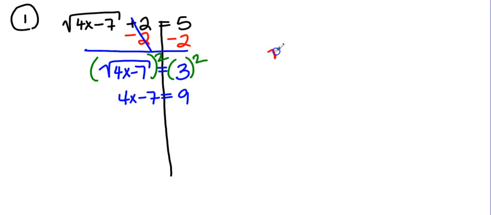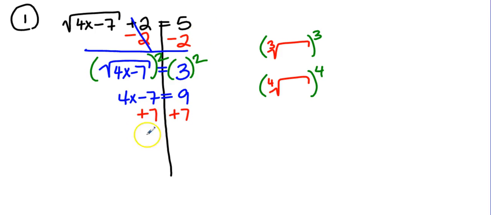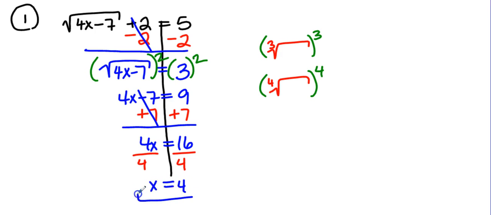So a quick note, if that had been a cube root, I would need to raise it to the third power, both sides to the third power. If it had been a fourth root, the opposite of a fourth root is raising to the fourth. Here we were undoing a square root, so we raised it to the second power. From here we just finished solving. So we'll add 7 to both sides. We get 4x equals 16. And then to finish it up, we will divide by 4. And we get as an answer x equals 4.